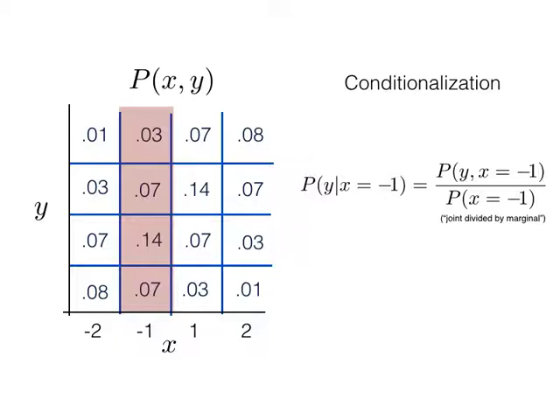Does anybody want me to step through that one more time? Could you maybe just say the values that would correspond to this case? Great. Yes. So the value of p of y given x equals -1 is all of those values divided by all of them added up. So the value on the left is a function over y, and it's going to be 0.03, 0.07, 0.14, 0.07, all divided by that added up.